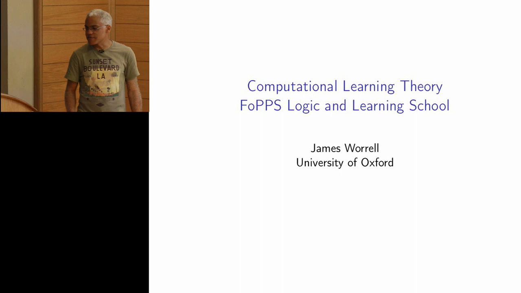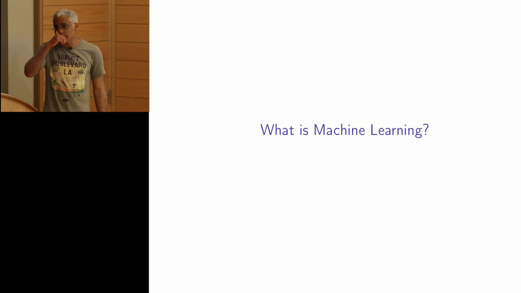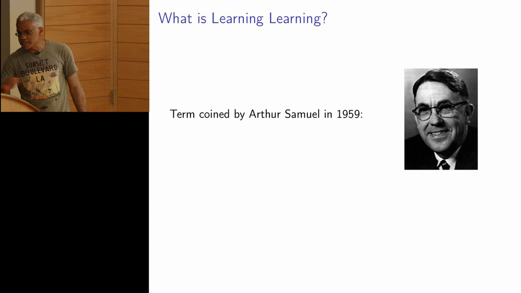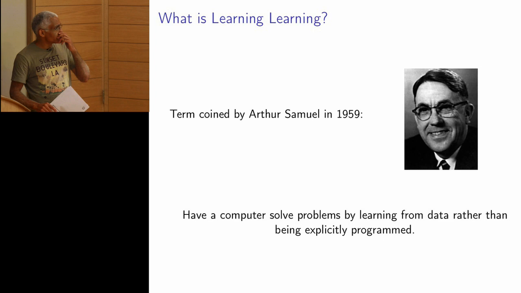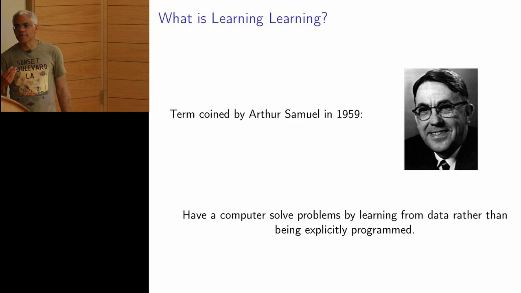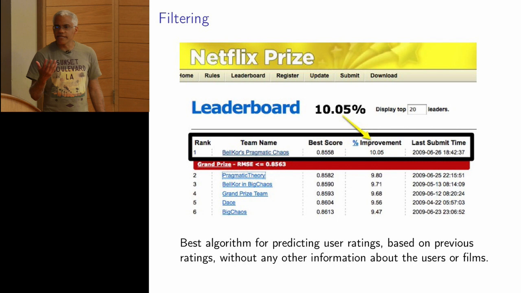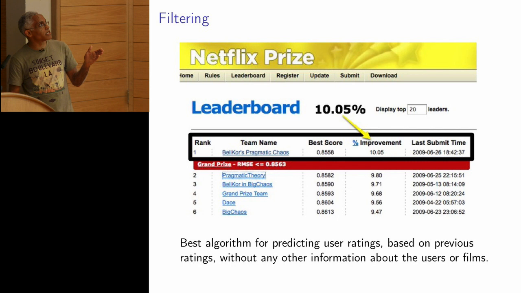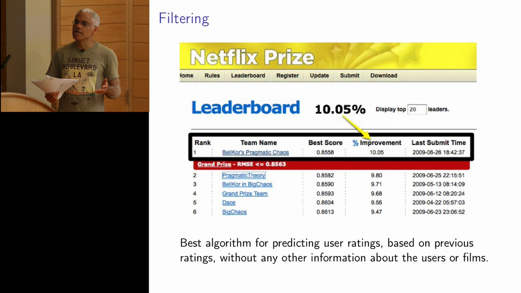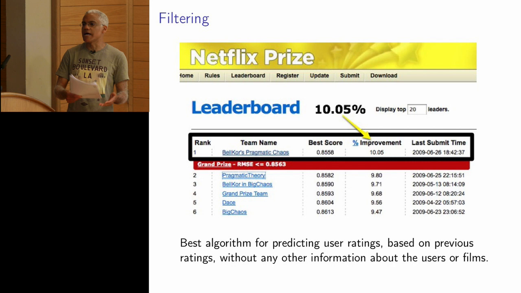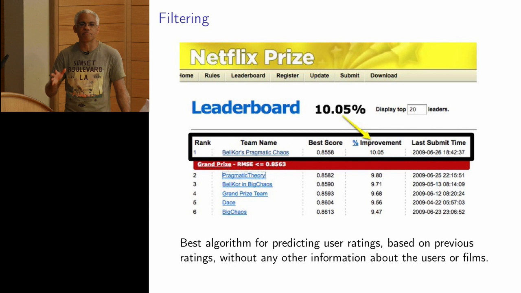Okay, so if you have been living under a rock in the last 10 years, you may not have heard of this thing called machine learning, but it's well known now, and the guiding idea is to have a computer solve problems by learning from data rather than being explicitly programmed. So if you have lots of data, and if your task is hard to explicitly program, then maybe machine learning is the thing for you. And there are headline successes. One such success is the ability to predict how people will rate movies based on their past ratings, and sometimes without even having any semantic tagging of what kind of movie a given film is about.